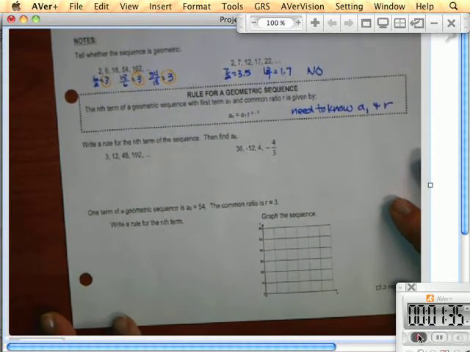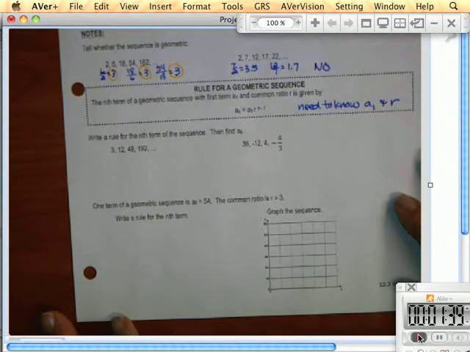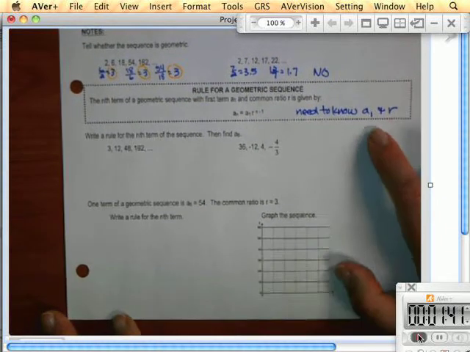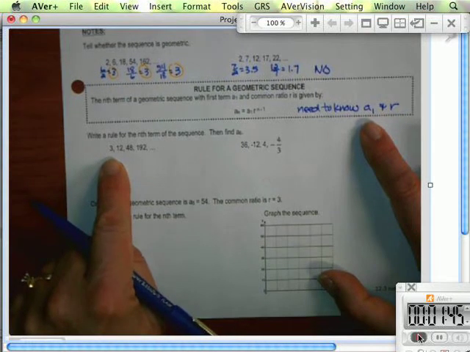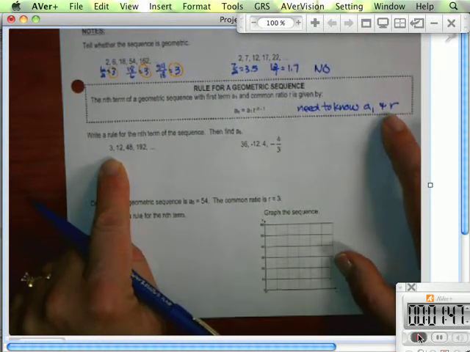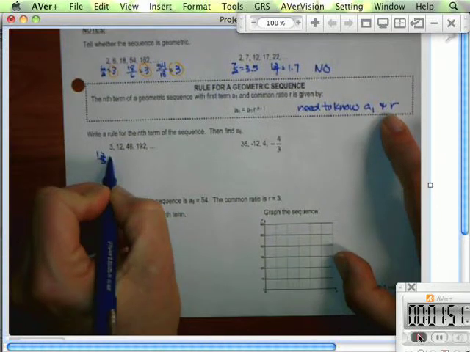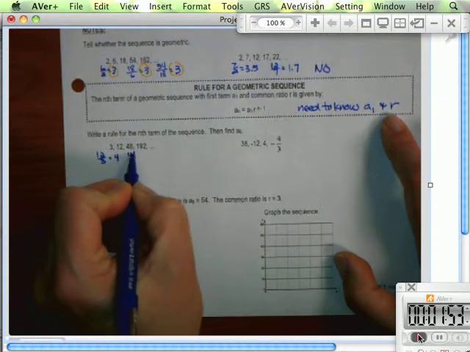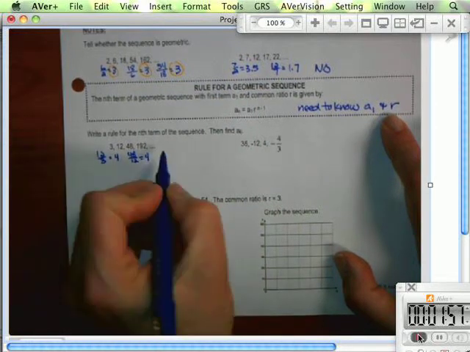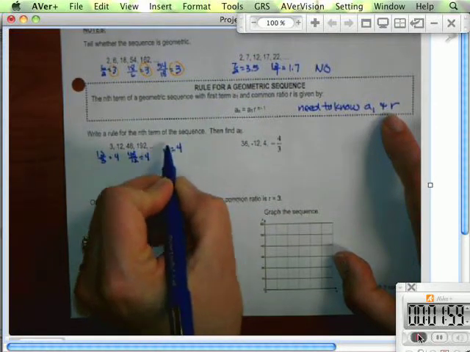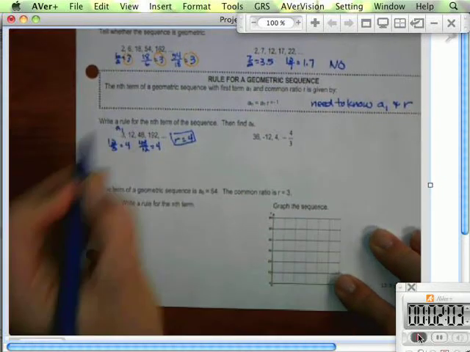Write a rule for the nth term of the sequence, then find A of 6. Okay, so we need to know A1. Do we know A1 here? What number is it? 3. Do we know R yet? No, but we can find out. We can do 12 divided by 3, which equals 4. 48 divided by 12 equals 4. So it looks like my R is going to be what? 4. And my A1 is 3. That's my A1 right there.